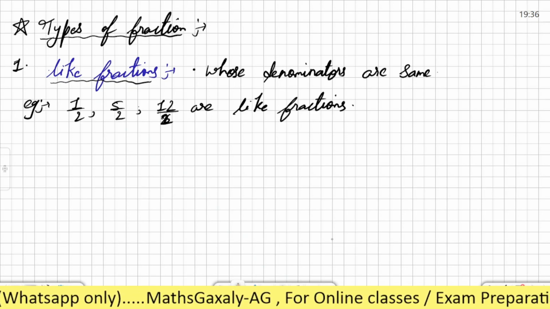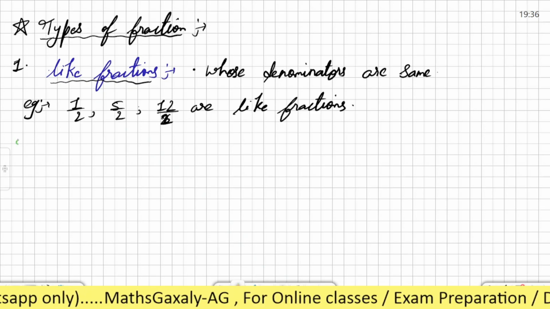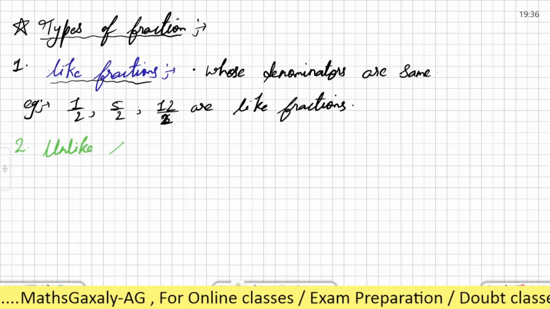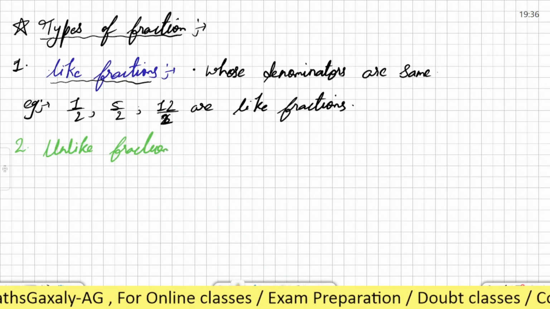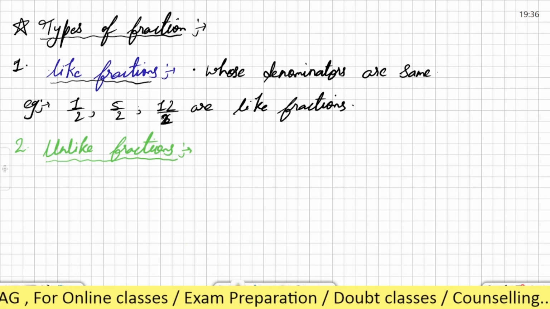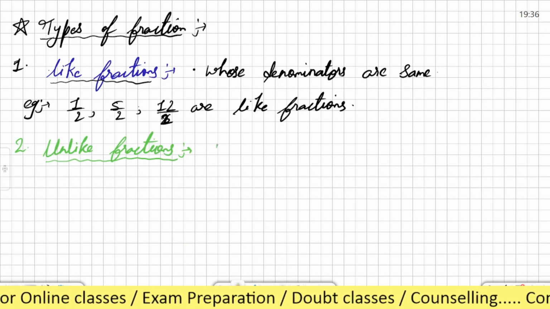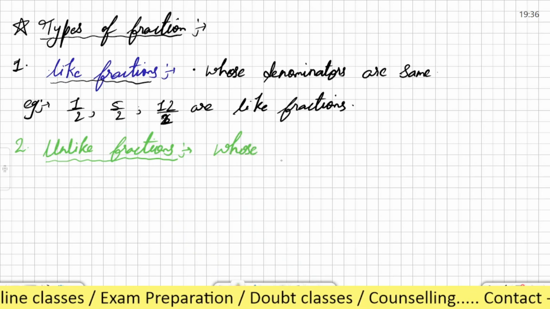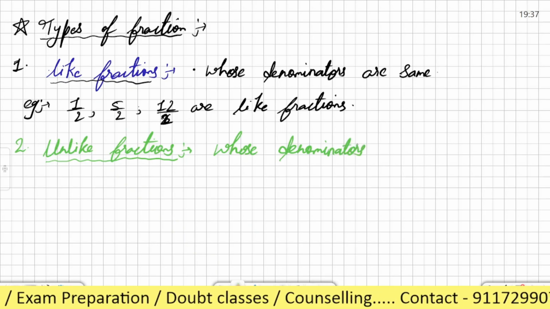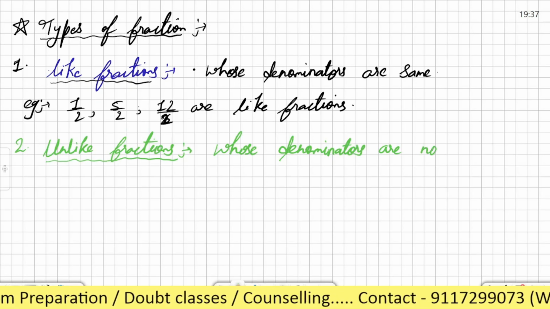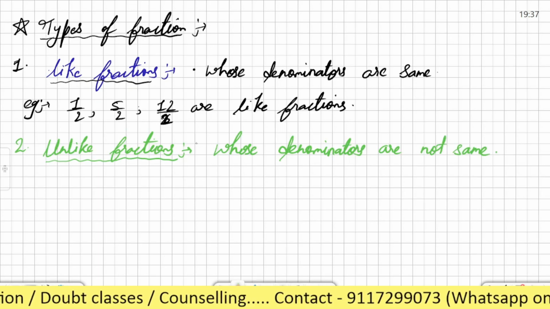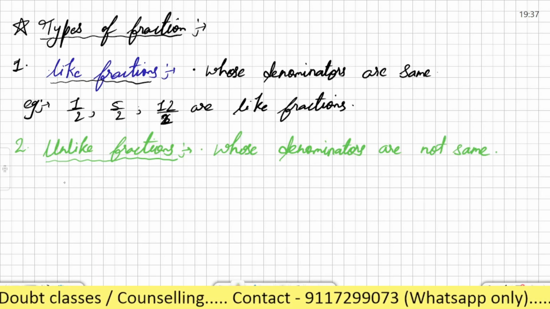Now the second one is unlike fractions. It's too simple. Unlike means the opposite of like, which are not like. They don't have the same denominator. Very good. What can we say? Whose denominators are different, or we can say are not the same. So those sets or groups of fractions are known as unlike fractions.